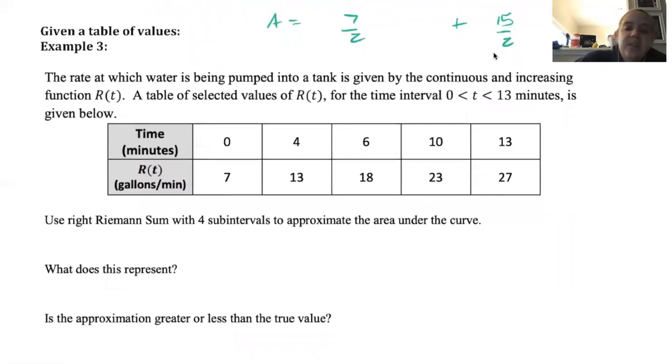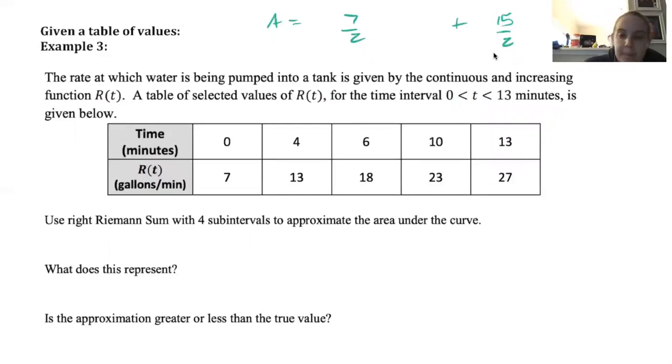Given a table of values, this is what they look like on the AP exam so often. If you were taking the AB exam, I would almost guarantee you'd see one in the multiple choice and very likely the free response. BC, you're still probably going to see one somewhere. The rate at which the water is being pumped into a tank is given by the continuous and increasing function R of t. A table of selected values of R of t for the time interval from 0 to 13 minutes is given below, using right Riemann sums with 4 subintervals to approximate the area under the curve.